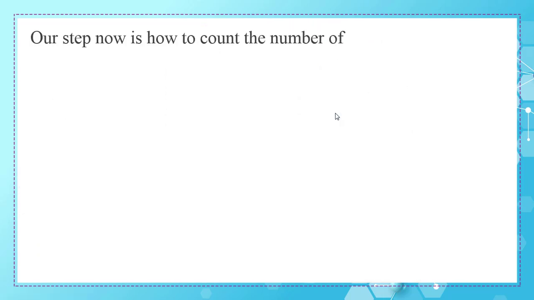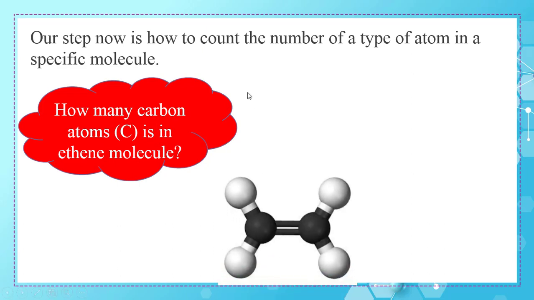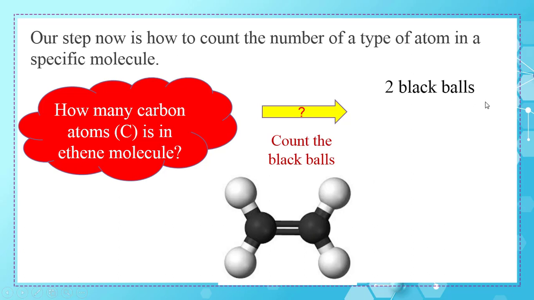Our step now is how to count the number of a type of atom in a specific molecule. So if I have a molecule and I want to count a specific type of atom in this molecule, how many carbon atoms are in an ethene molecule? This is the ethene. It is a molecule made up of many atoms. Count the black balls. How many black balls do you have? 2 black balls. So 2 carbon atoms.